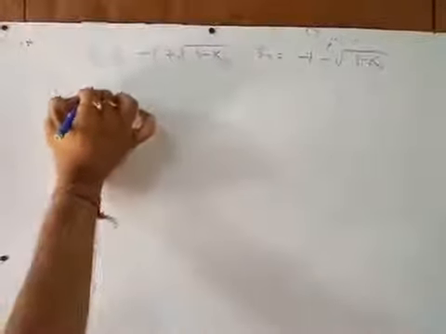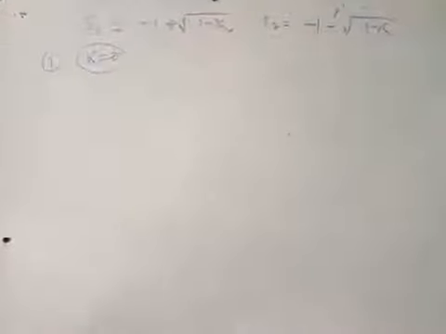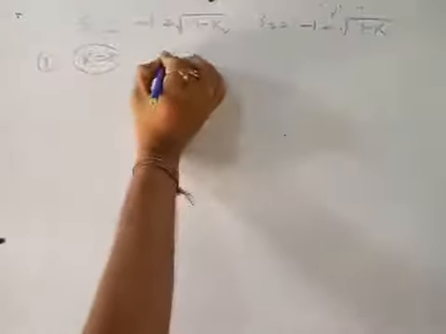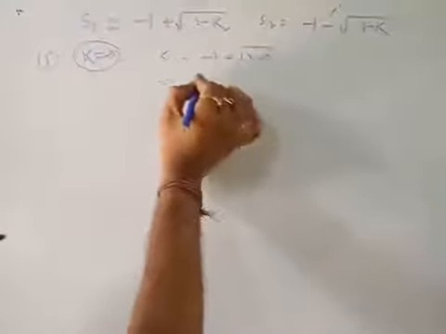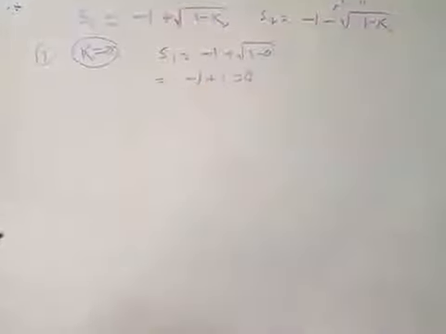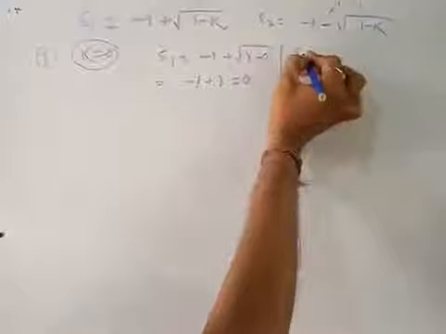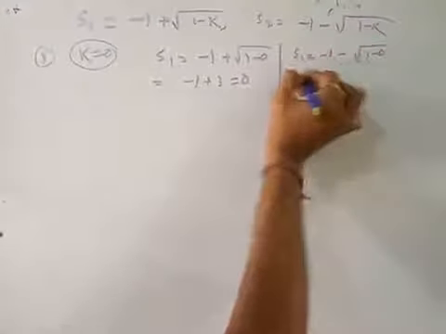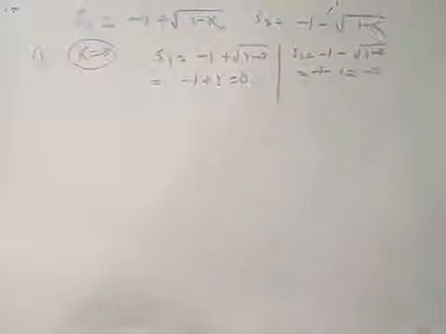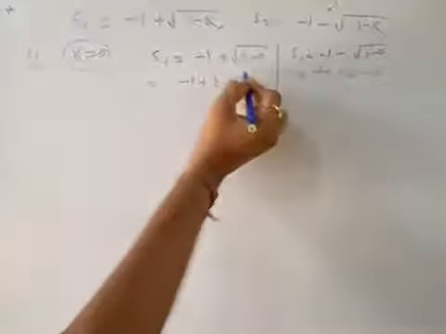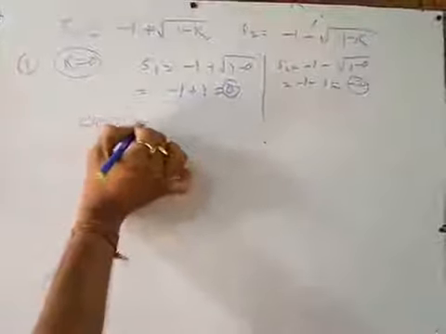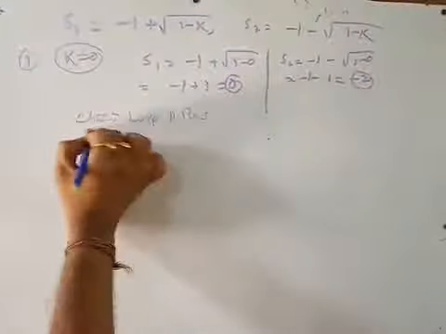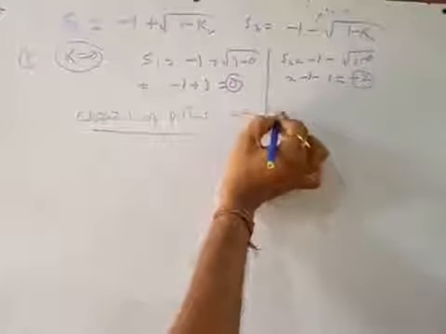Now we consider K equal to 0, the initial value of K equal to 0. So what we get: the value of s1 is minus 1 plus root over 1 minus 0, that is minus 1 plus 1, which is 0. And s2 is equal to minus 1 minus root over 1 minus 0, minus 1 minus 1, which is minus 2. So what are the two pole locations? You see, one is at 0, one is at minus 2. These are the closed loop pole locations, the closed loop poles at K equal to 0.